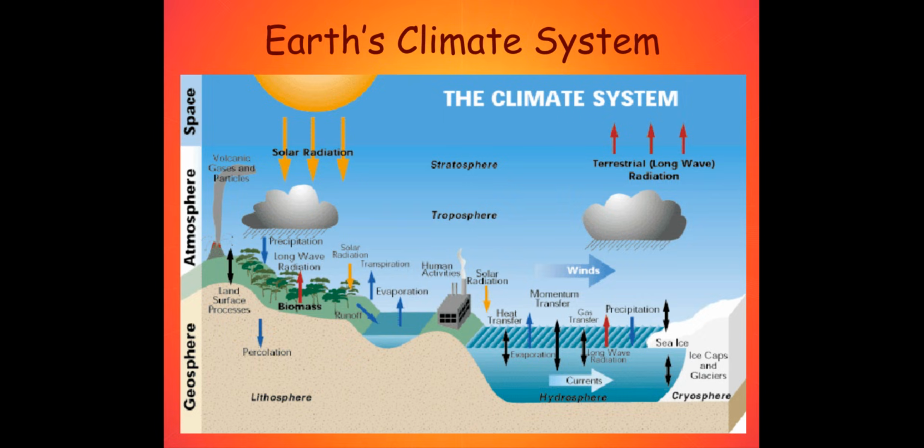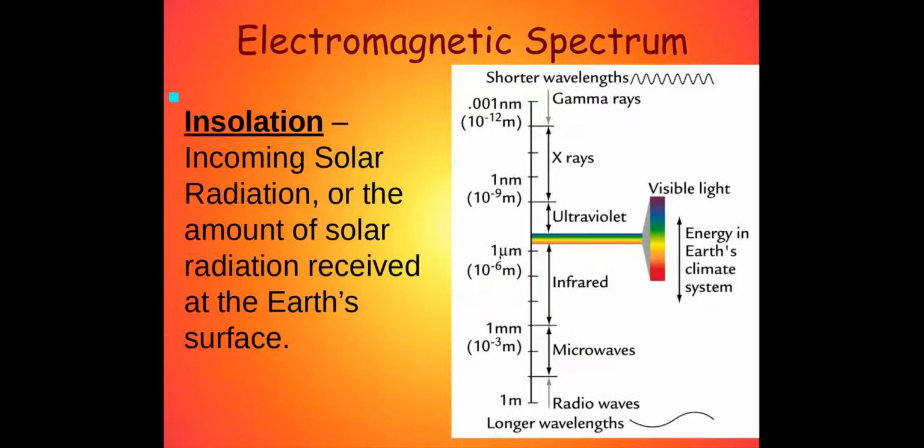Solar heating and movement of heat by oceans and the atmosphere determines the distribution of our temperature, precipitation, ice, even the vegetation. So, for a new vocabulary word, insolation. Insolation is incoming solar radiation, or the amount of solar radiation that's received at the Earth's surface.